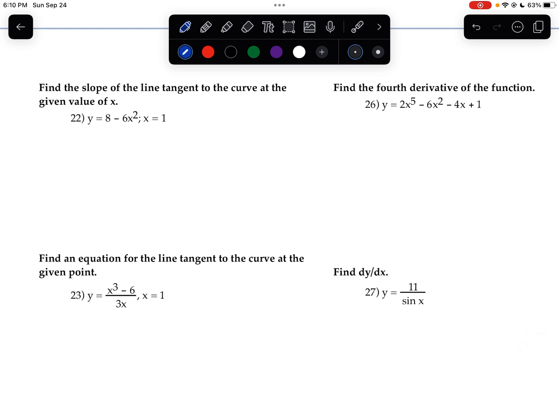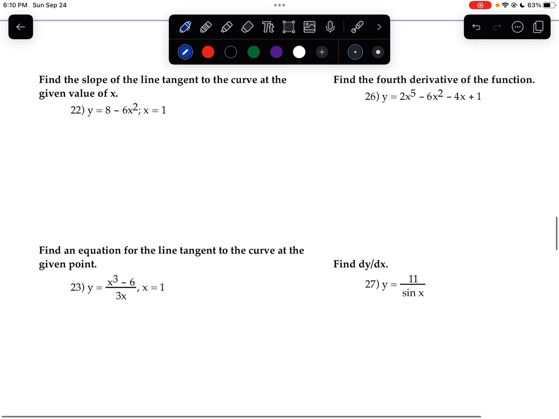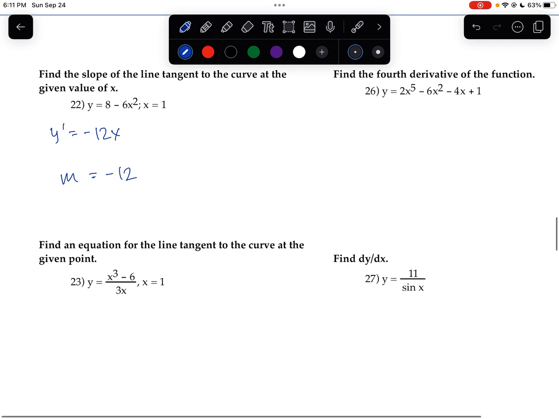So I don't think it's asking us to find a tangent, we're just finding the derivative at x equals 1. That's all we're doing. So y prime would be equal to 0 for the first term, and the derivative of this term would be negative 12x. So at x equals 1, m is going to be equal to negative 12, okay?